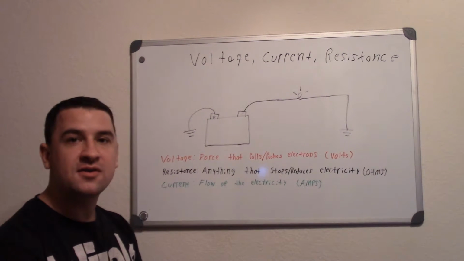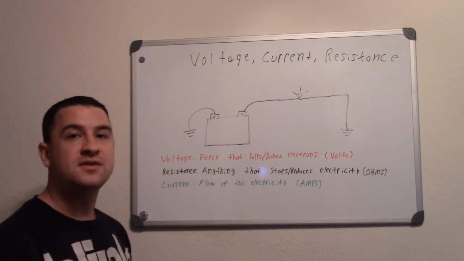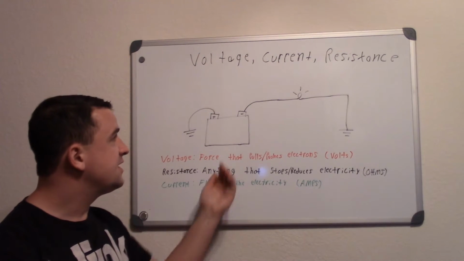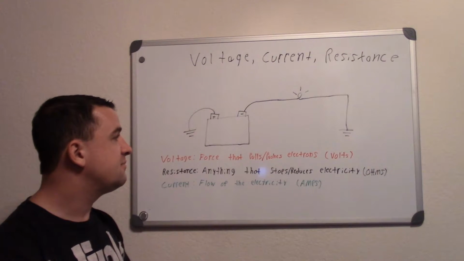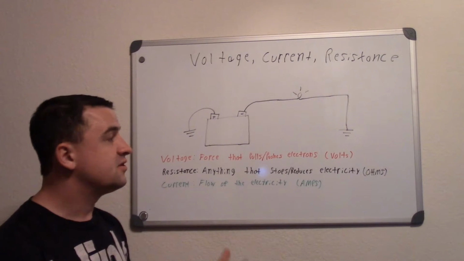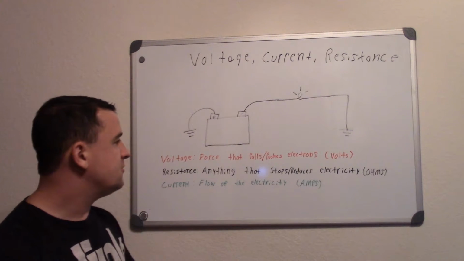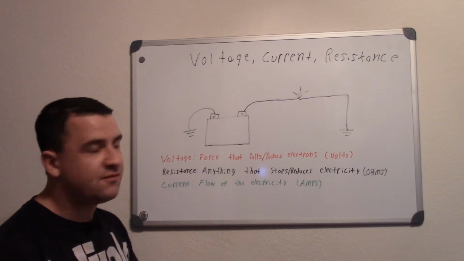If I put a kink in the hose and stop it from flowing or just reduce it a little bit, that's resistance. And same thing in an electrical circuit. Any type of insulator that stops it from flowing, or even just a load itself, that is resistance. And like I said, it's measured in ohms. It's anything that stops it from flowing.